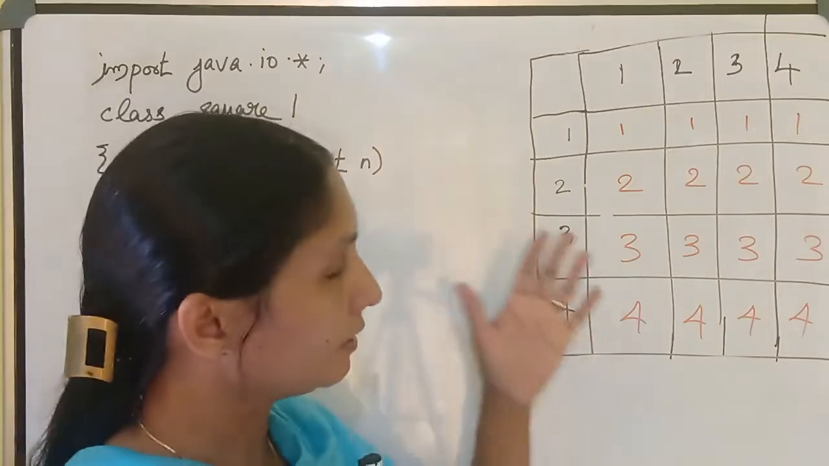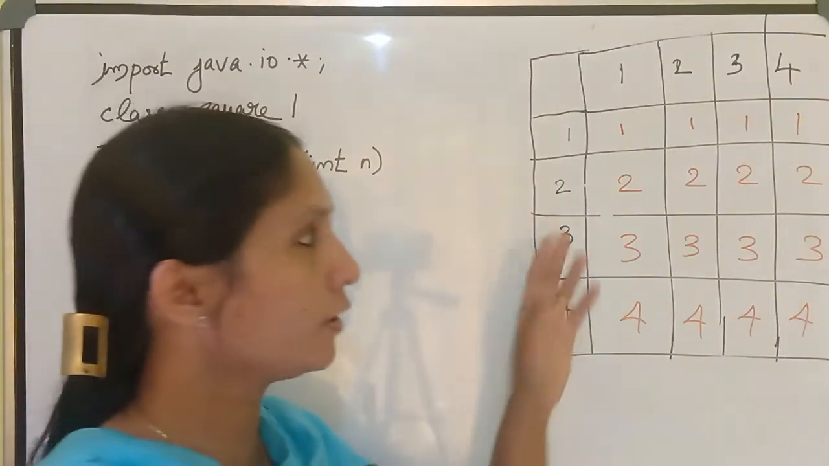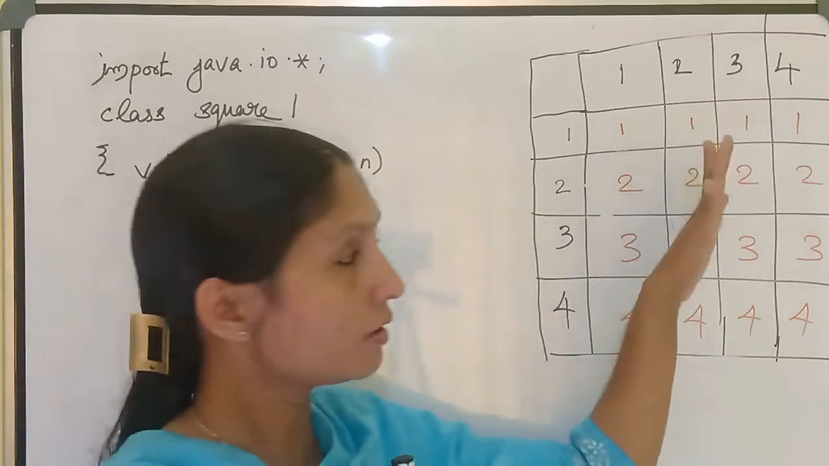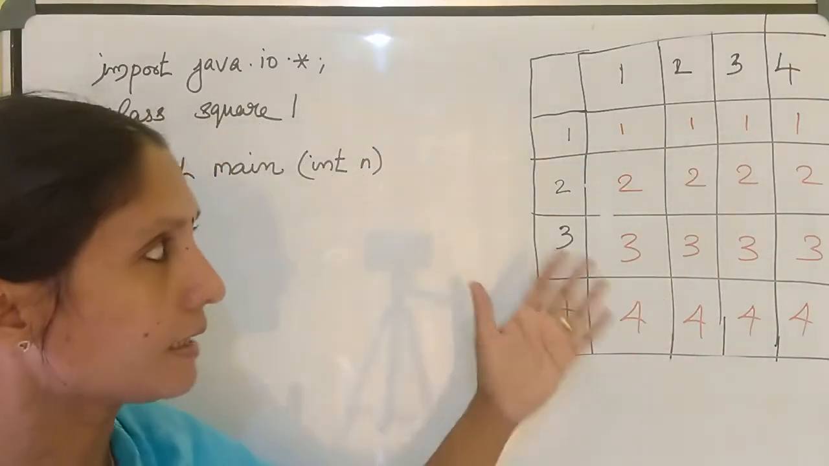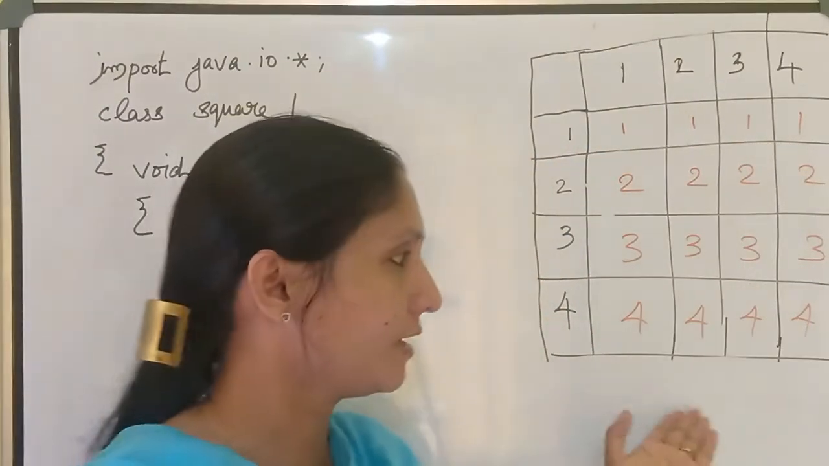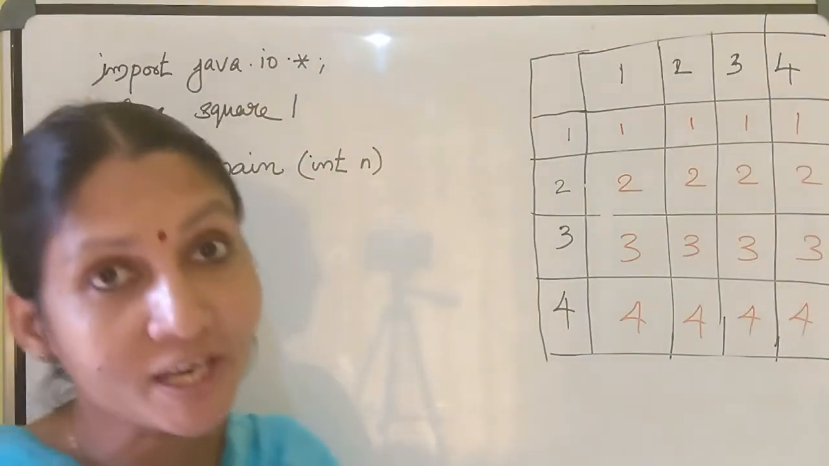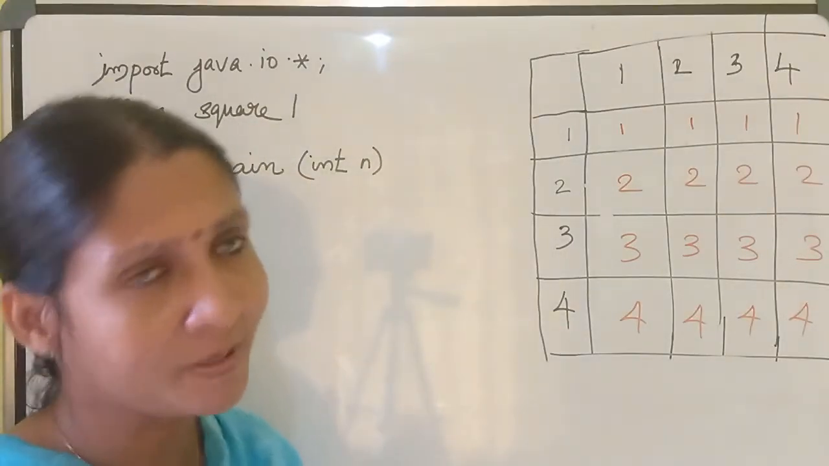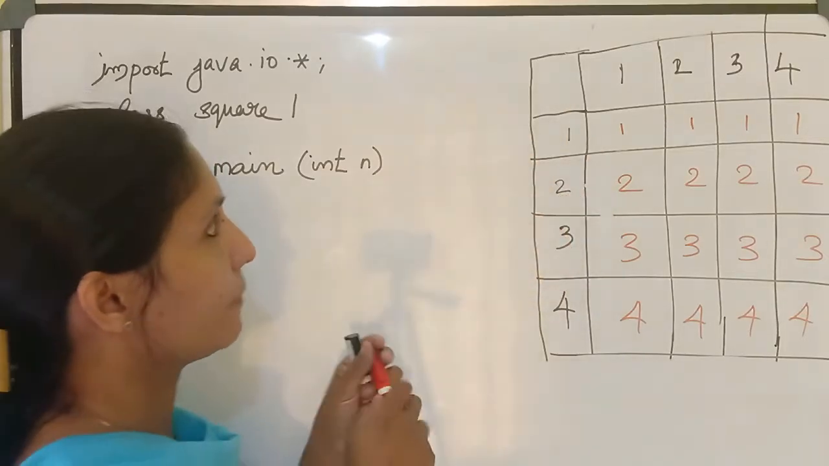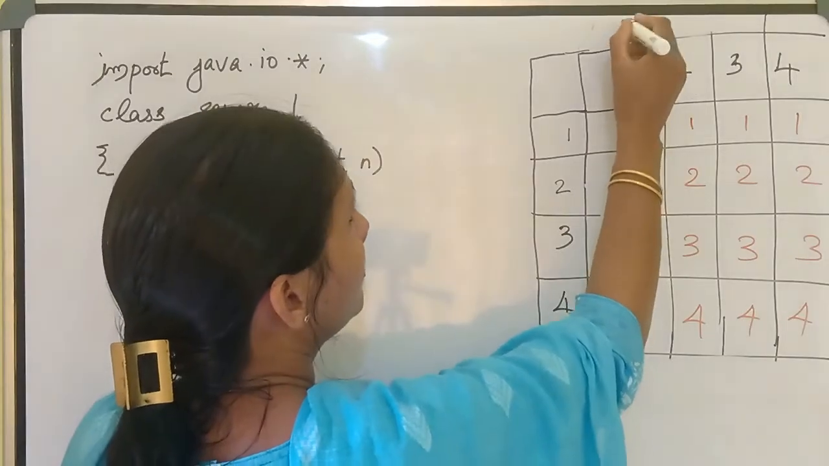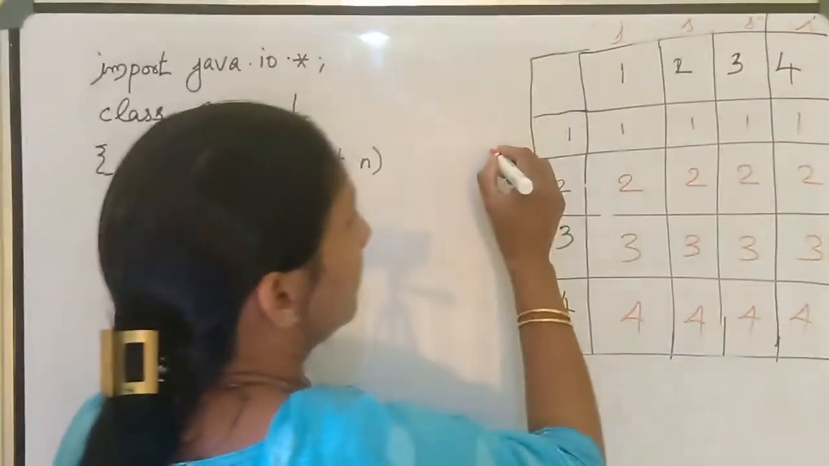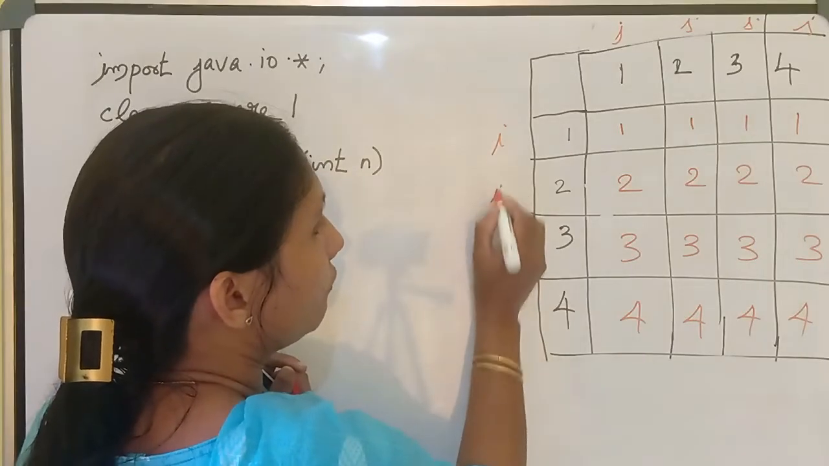But in the previous video we studied the star pattern, and in this place we printed all stars. Here, the first row we have 1, the second row we have 2, the third row we have 3 and the fourth row we have 4. How can you print this? See, simple logic. Column numbers are represented with the help of j, and the row numbers are represented with the help of i.